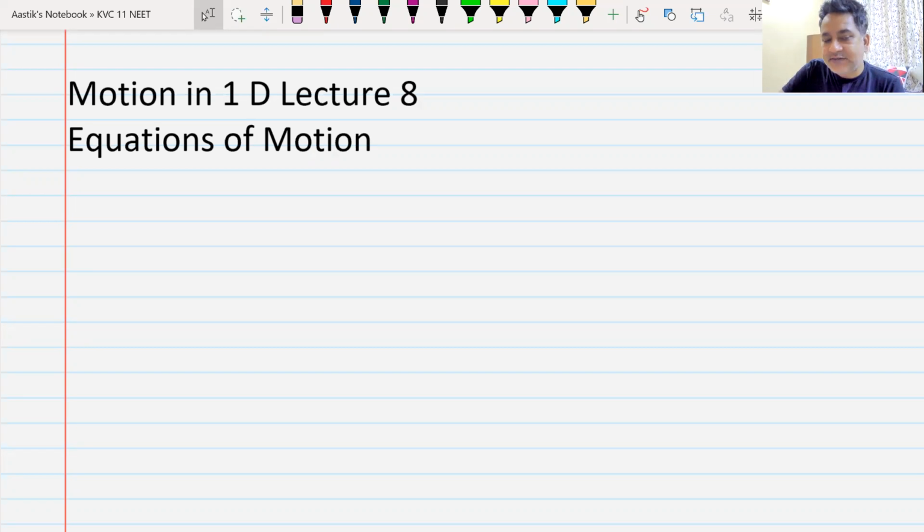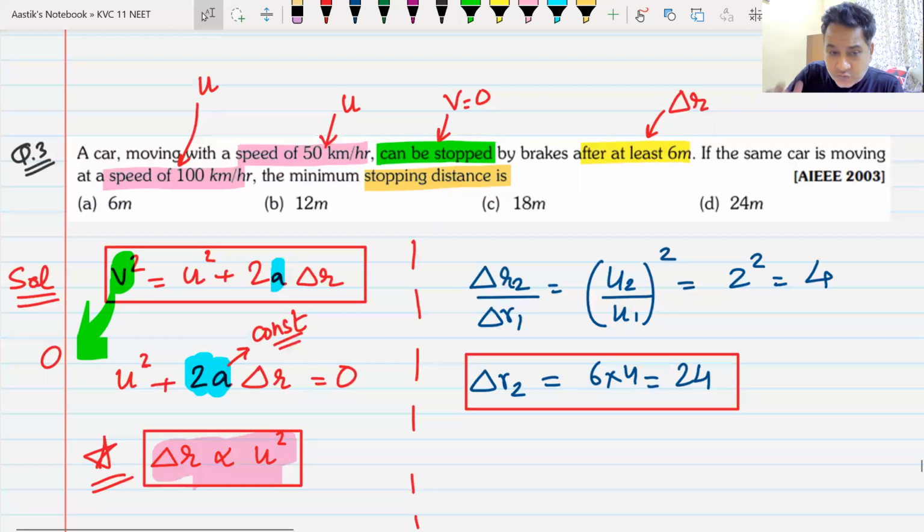In today's class, we are supposed to do equations of motion. And if you remember, we have done certain problems in the previous class where the car was moving and we had to find out in how much distance it will stop and all that. We had done some basic problems. Yes or no? Do we remember these problems? Okay.